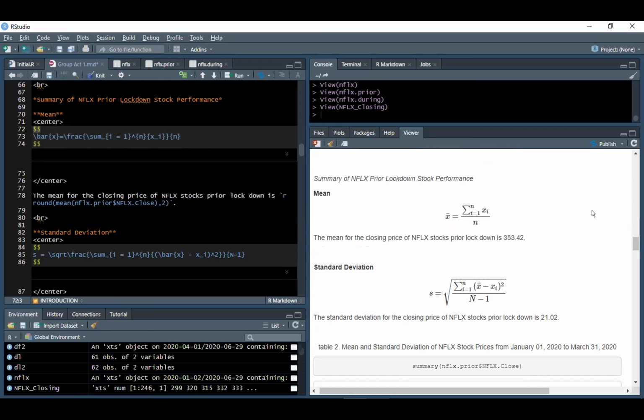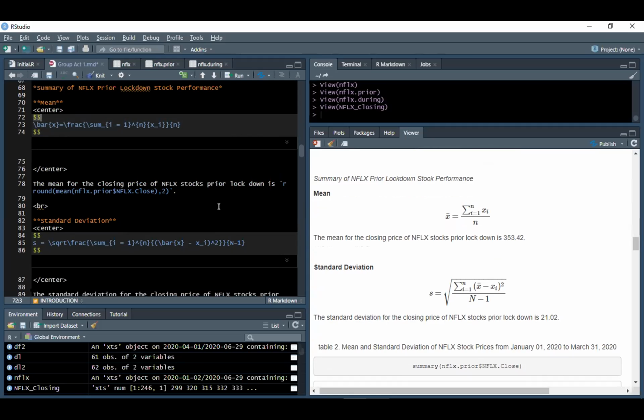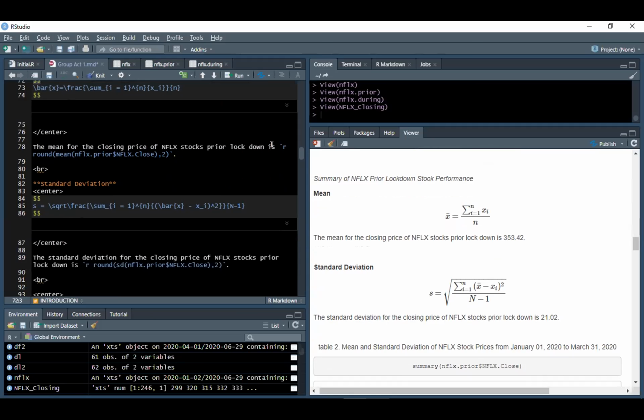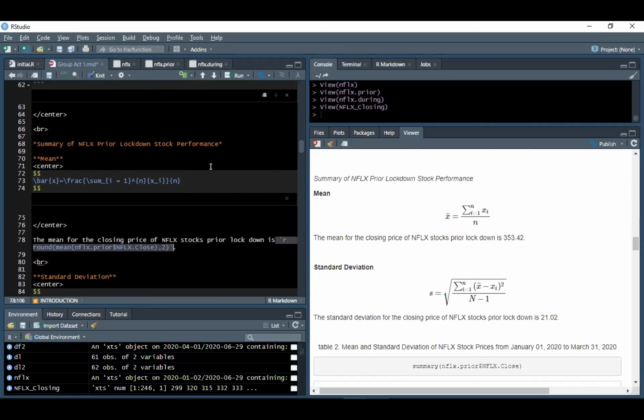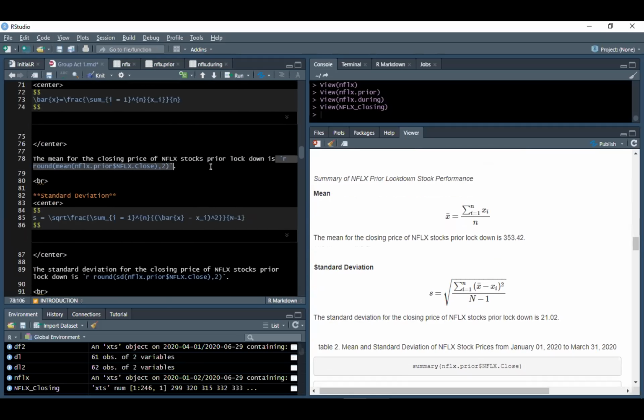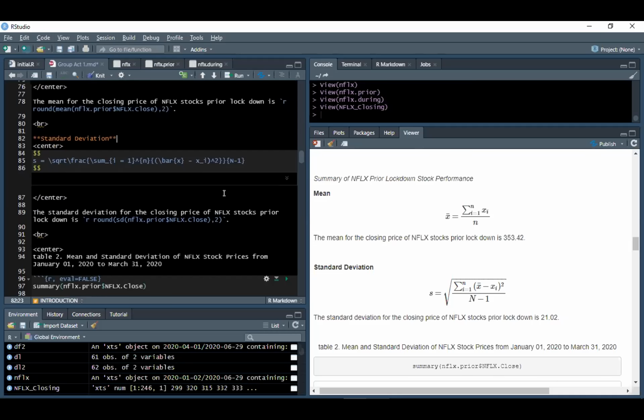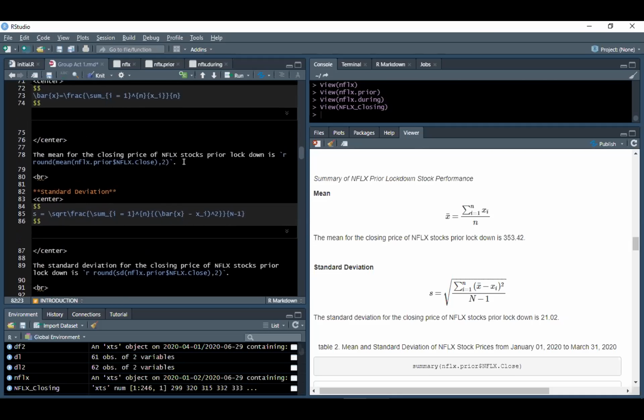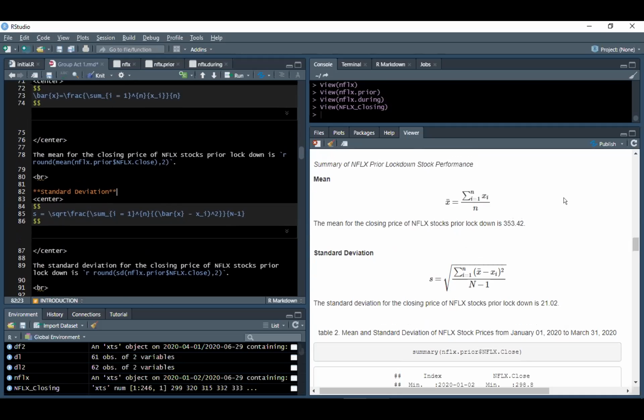Then for solving the mean itself, we've used the inline equation, r round, then the function of mean, then we've inserted the data Netflix.prior, $ sign Netflix.close. So we've included the $ sign so that the data will be from the column of closing prices. We've also rounded the result of the mean to 2 decimal places, resulting in a mean of 353.42 for the closing prices of Netflix stocks prior lockdown.